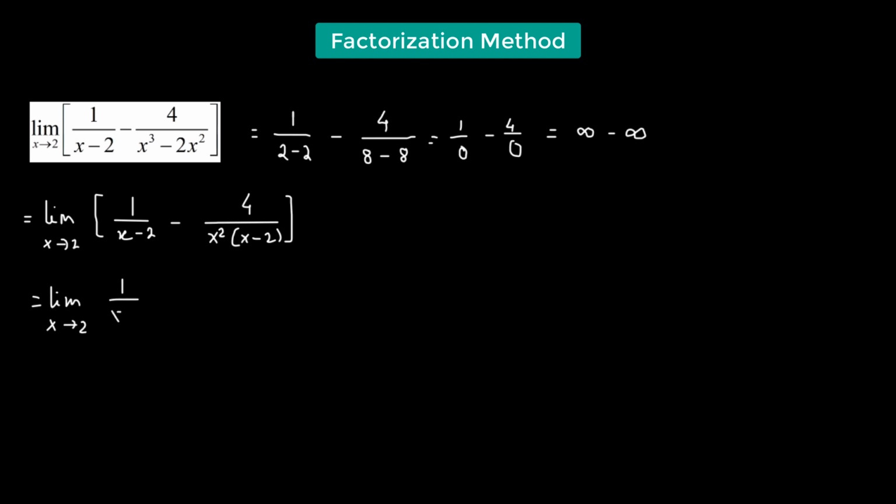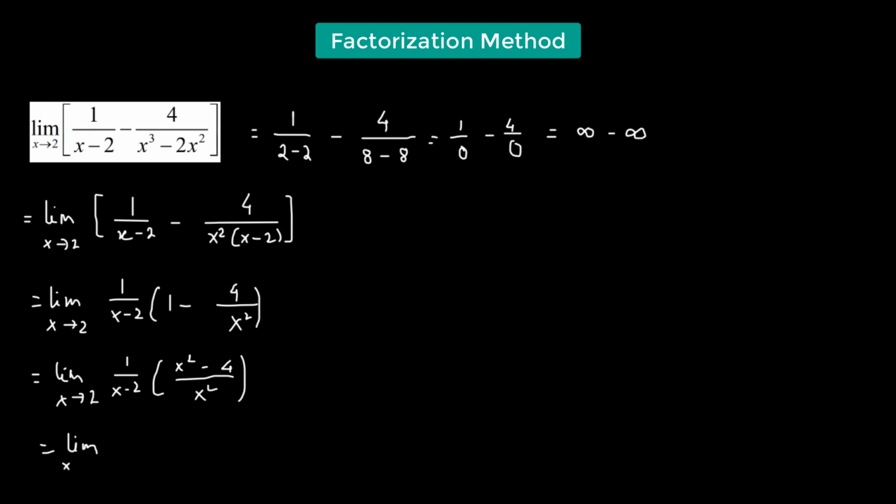So we have 1 over x minus 2 multiplied by 1 minus 4 over x squared, which will be equal to the limit as x goes to 2 of 1 over x minus 2 times x squared minus 4 divided by x squared, which equals the limit as x goes to 2 of 1 over x minus 2 times x squared minus 4. Now this is an identity, x squared minus 2 squared, so this can be rewritten as x minus 2 times x plus 2 divided by x squared.